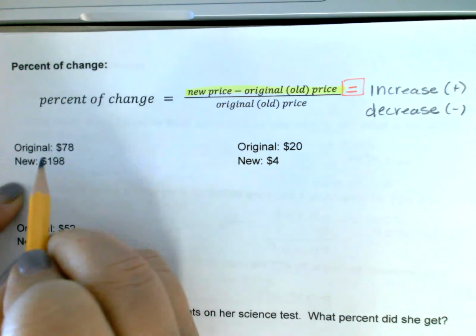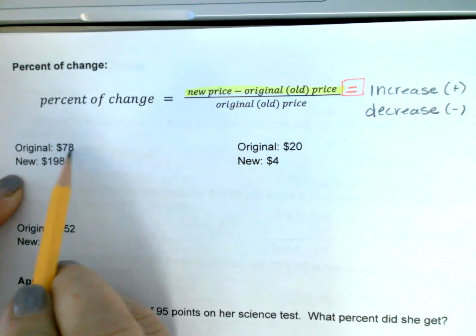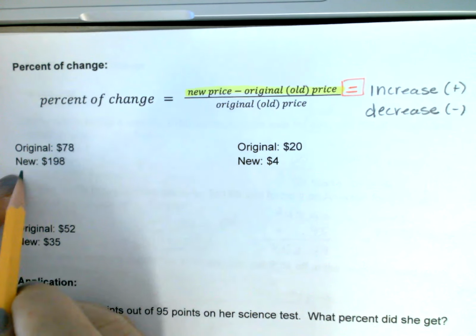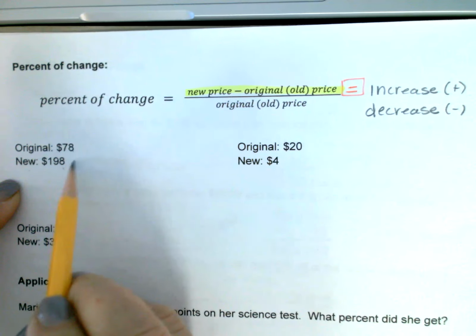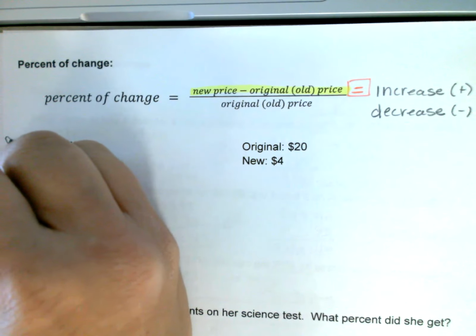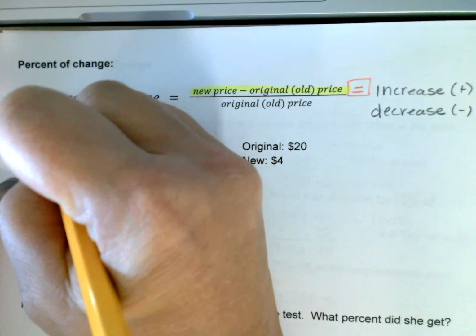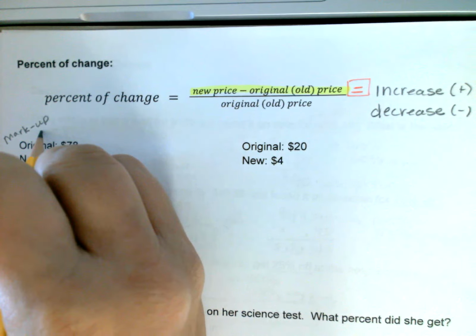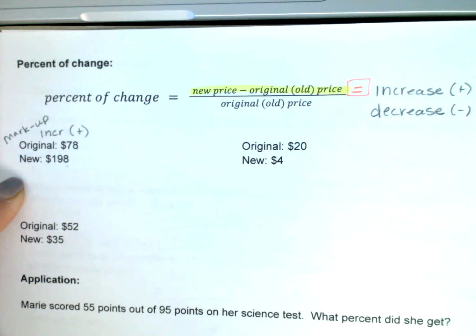So when I look at this a minute, let's just think about this. If it was originally $78, now the new price is $198. That looks like to me they marked it up. It's a markup. So that is a percent increase. So my answer better be positive because the price got larger. They increased it.